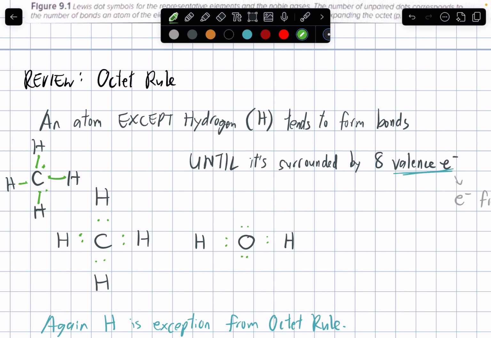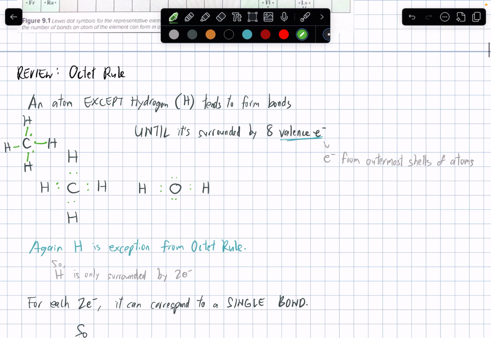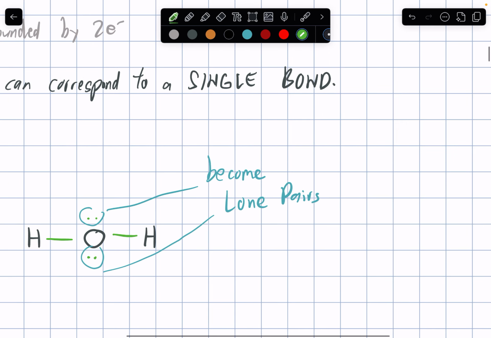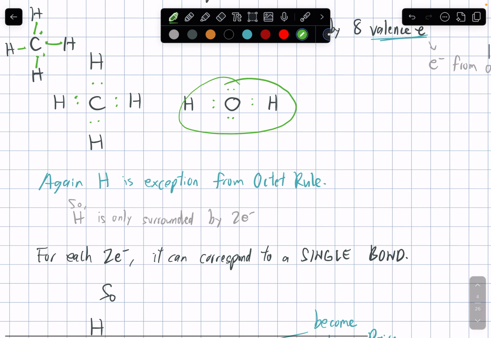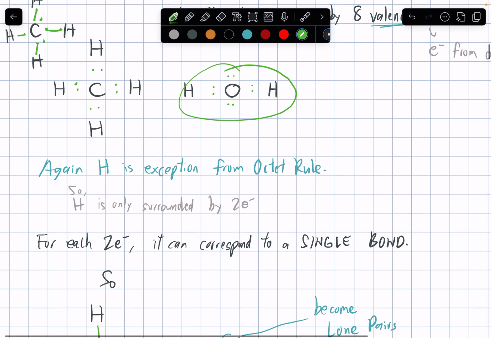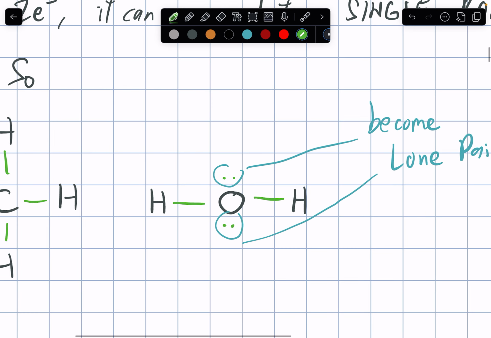So we have two valence electrons. So they're basically considered a lone pair, such as the one here. So let's take this example. So coming from being that, it becomes this.